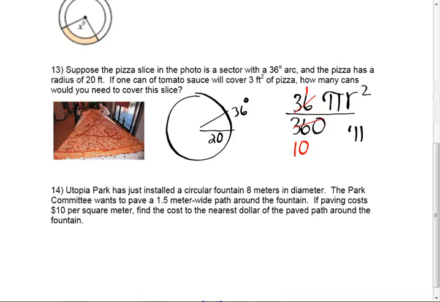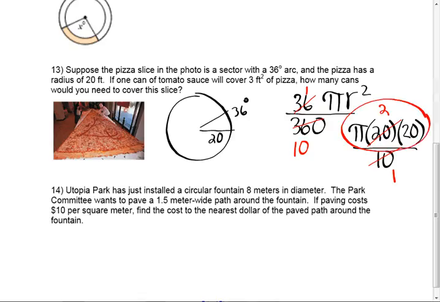So it's pi. The radius is what, 20? Now, I don't have my calculator, so I'm going to write out 20 squared is 20 times 20, because it's not that hard to do. And then I'm going to divide by 10, because I can do that. 10 goes into 10 once, 10 goes into 20 how many times? Twice. So the answer here is, multiply that out, 2 times 20, so it's 40 pi. Well, that's the area.